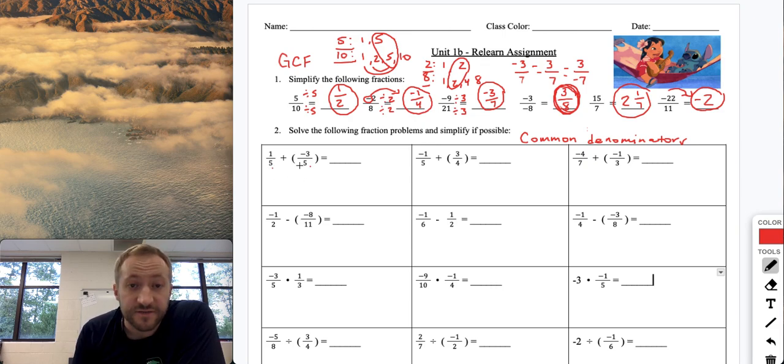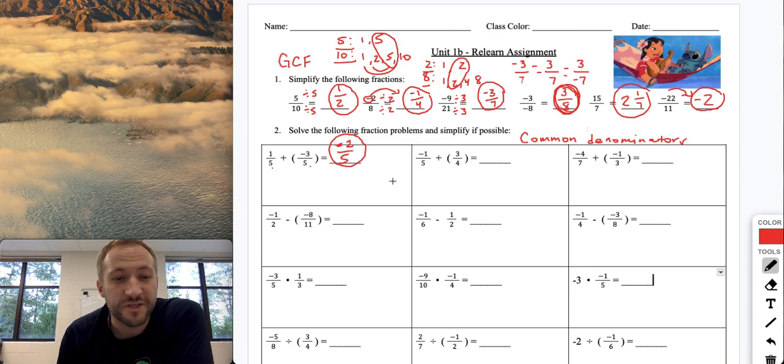When I add fractions, when I have the same denominator, I keep it in my answer. The 5 stays the same. And then I just add the numerators. 1 plus negative 3. That gives me negative 2. It's a negative right there. I can't simplify it, so that's it. Negative 2/5. That's my final answer there. Let's look at the next one.